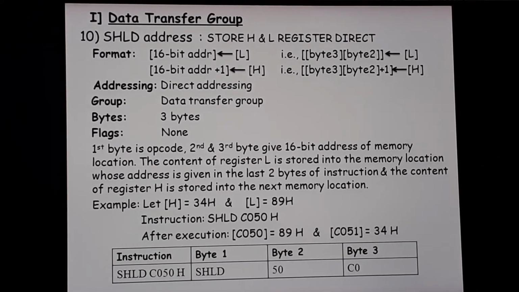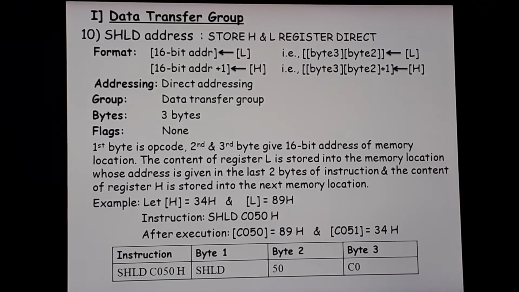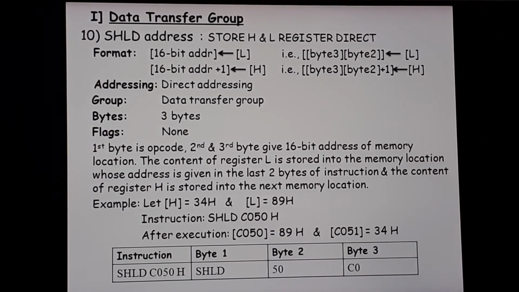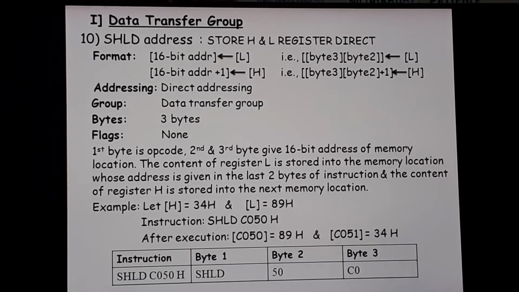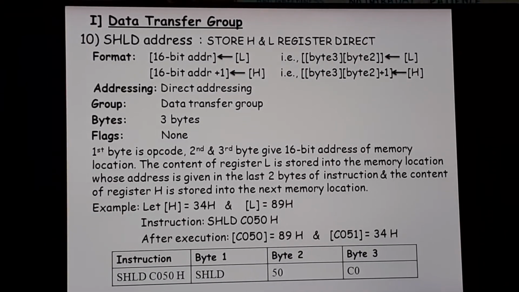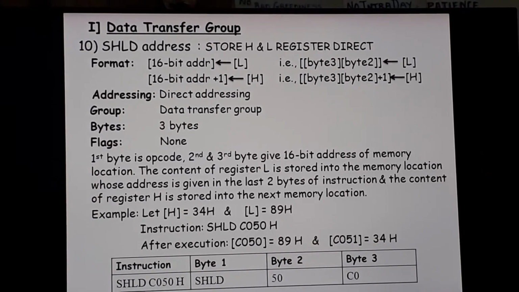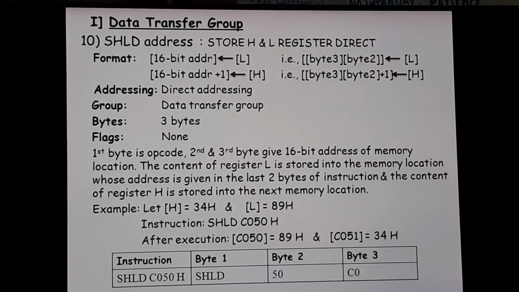So in the table, can you see the table? The instruction is SHLD C050. This instruction is of 3 bytes. How 3 bytes? Byte 1 is for the opcode, that is SHLD, and since it is a 16-bit address, there are 2 operands. So byte 2 is for 50 and byte 3 is for C0.